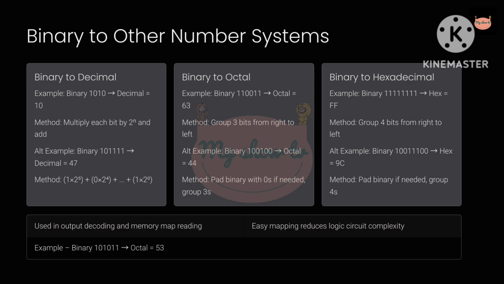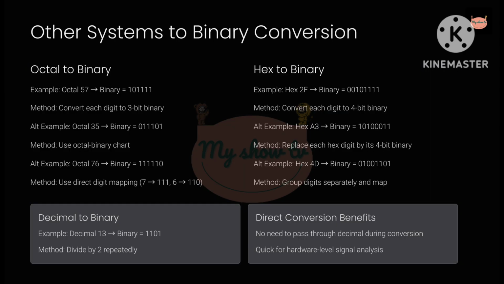The concept of grouping helps simplify large binary values and makes them more manageable for display and storage. Slide 4. Other systems to binary conversion. Next, we'll see how to convert other systems to binary. To convert octal to binary, just replace each octal digit with its 3-bit binary equivalent. Example: octal 57 → binary equals 101111. To convert hexadecimal to binary, replace each hex digit with its 4-bit binary equivalent. Example: hex 3A → binary equals 00111010.